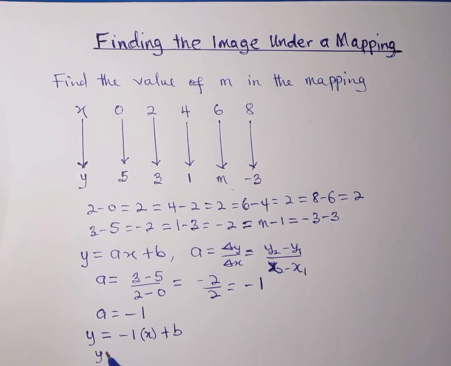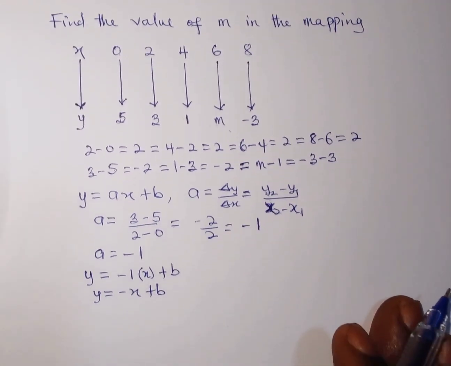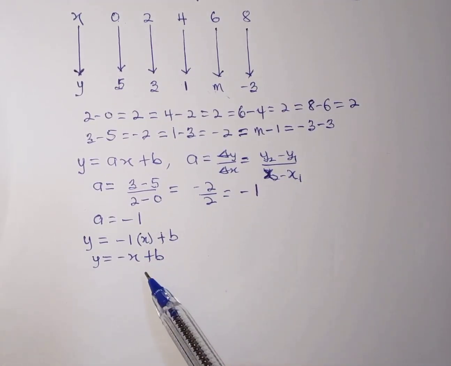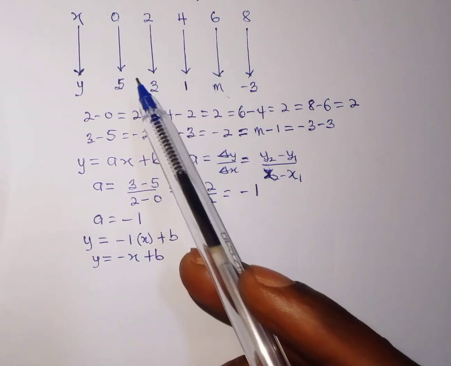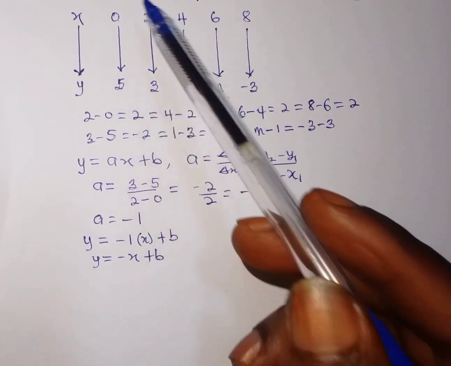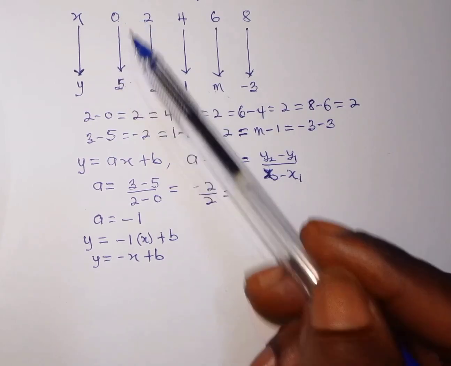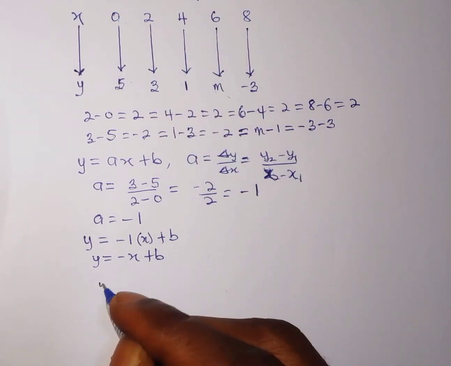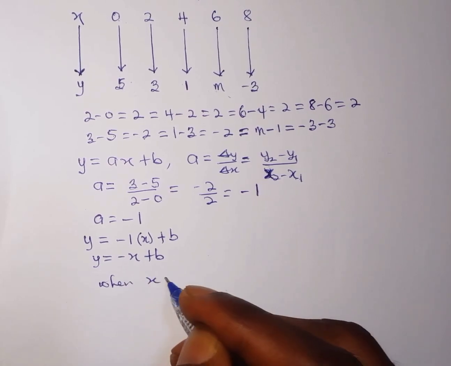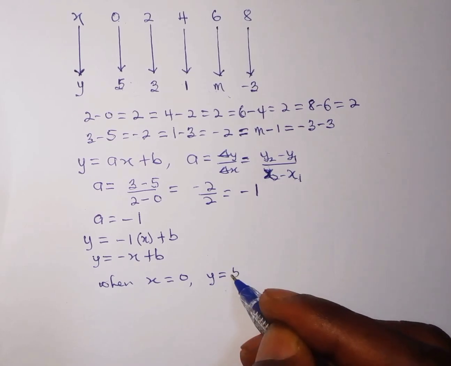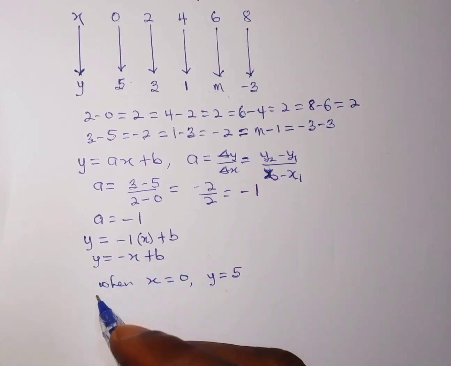Then I will have y is equal to negative x plus B. How do I also find B? Remember, we've done this already. If we want to find the B, then what we do is pick a number for x and y. So we can pick the first one, and then pick its corresponding element. So it means that when x is equal to 0, y is equal to 5. Good. I will just substitute and find B.